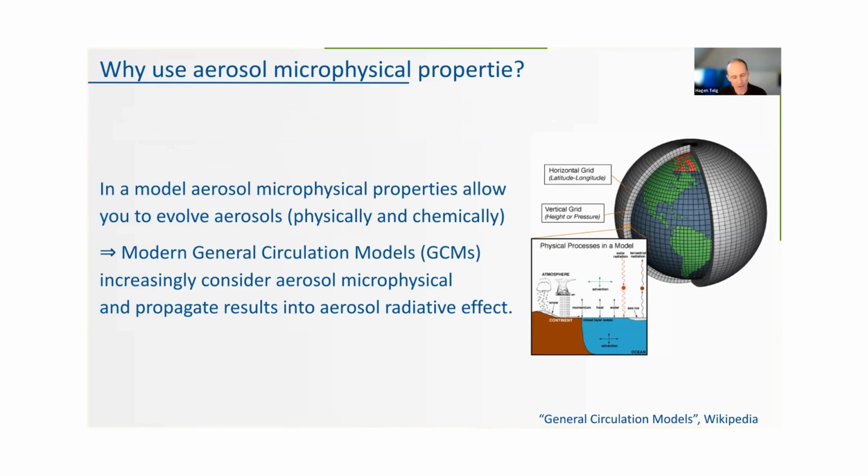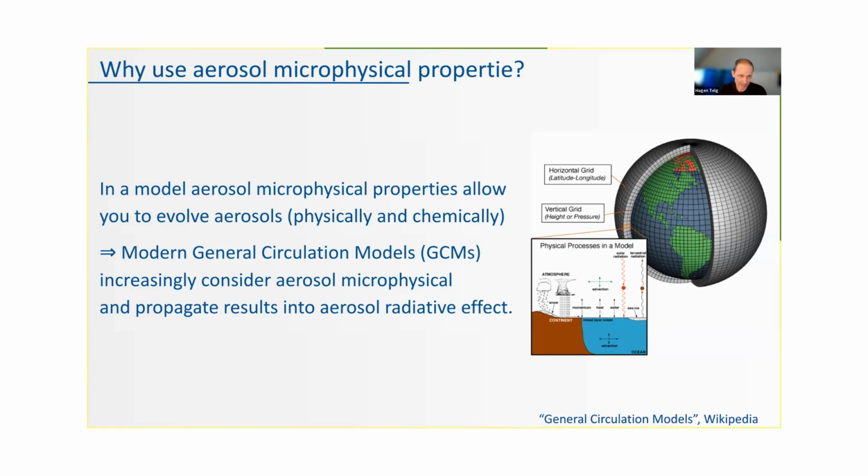The main one of the reasons is, of course, because when you have those microphysical properties, you can evolve your aerosol, physically as well as chemically. And that is, of course, important for modeling. And indeed, the modern general circulation models, climate models, are increasingly using microphysical properties to propagate the aerosols, and in turn, of course, also propagate the radiative effect of those properties.